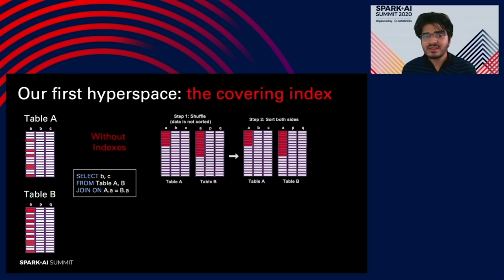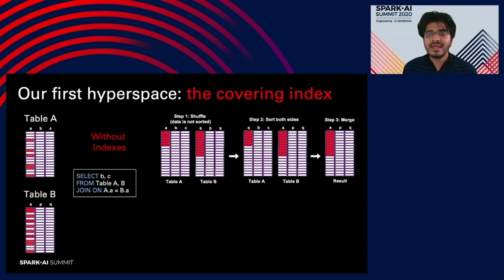Without an index, Spark will decide to shuffle both sides of the table into the same number of partitions. And remember that the data is not sorted. So as part of step 2, Spark ends up going and sorting both the sides before it decides to go ahead and do a merge in step 3.